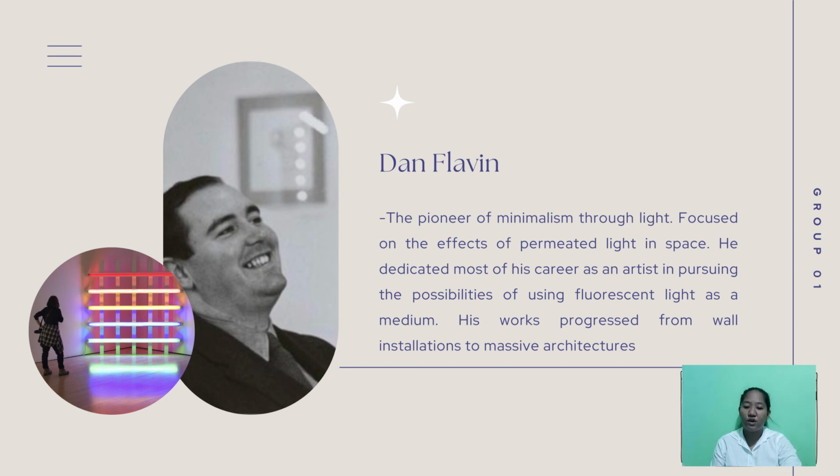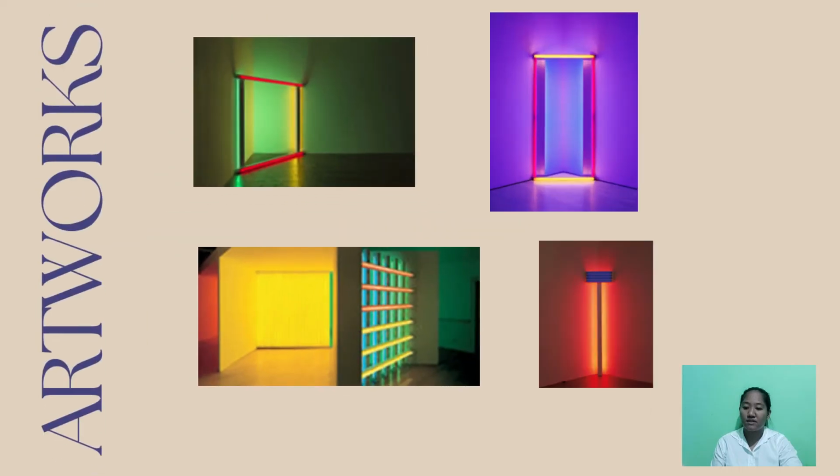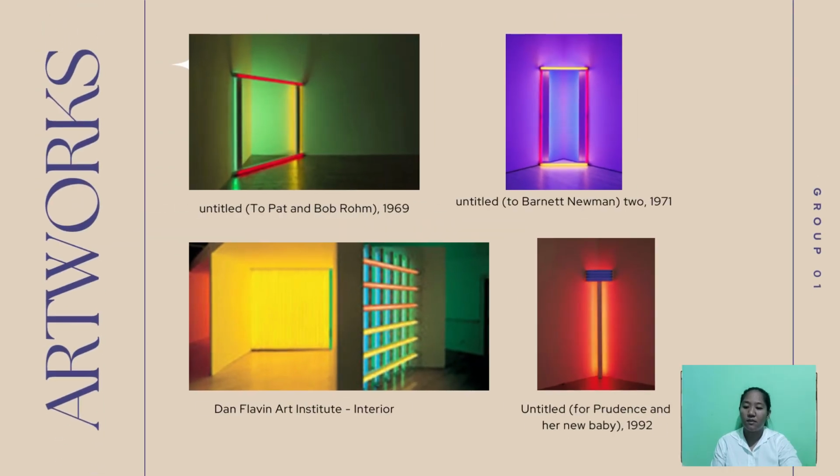The third artist is Dan Flavin. He is the pioneer of minimalism through light. He focuses on the effects of permanent light in space. He dedicated most of his career as an artist to pursuing the possibilities of using fluorescent light as a medium. His works progressed from wall installations to massive architectures.